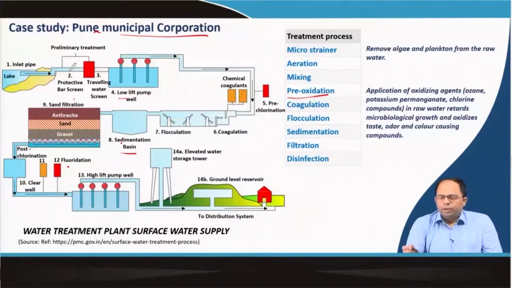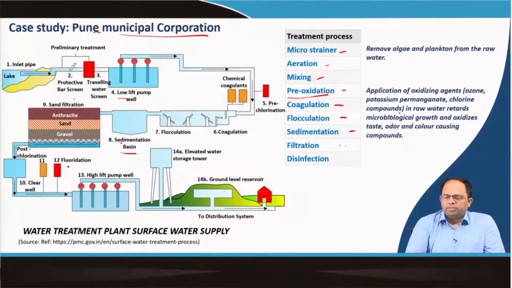So, they have used a micro strainer, the process of aeration, then the process of mixing, then pre-oxidation where oxidizing agents like ozone, potassium permanganate, chlorine compounds are applied, so sort of pre-chlorination you can say, then coagulation, flocculation, sedimentation, filtration and disinfection. So, these are the different treatment processes the Pune Municipal Corporation has adopted.